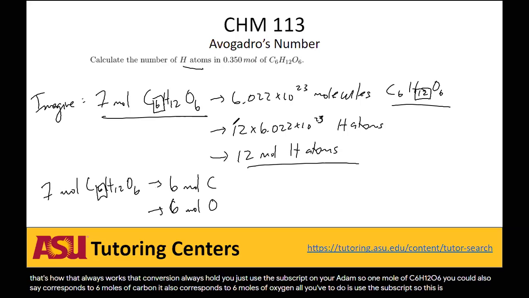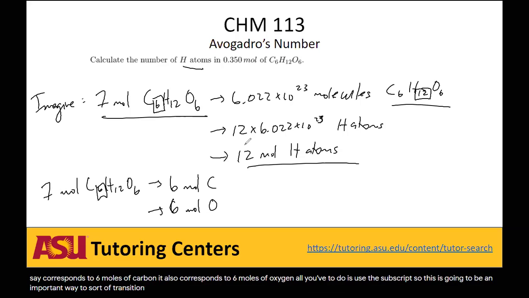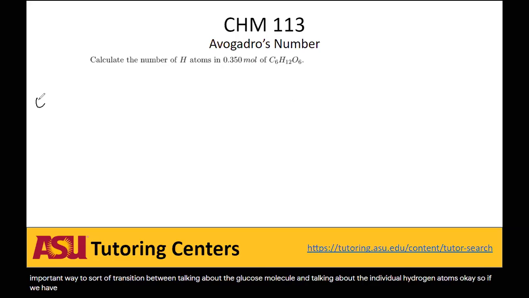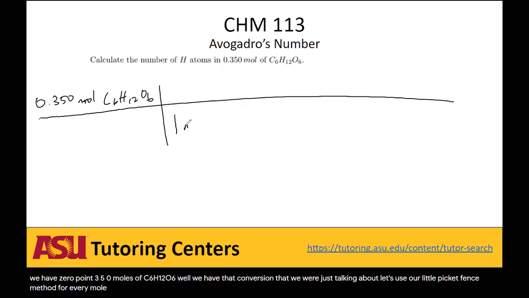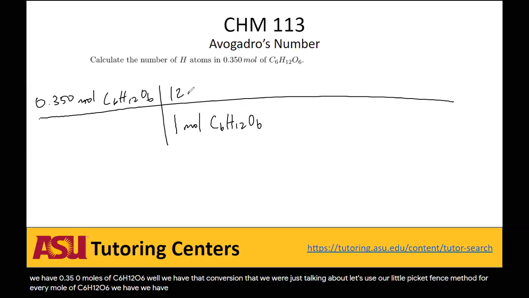So this is going to be an important way to sort of transition between talking about the glucose molecule and talking about the individual hydrogen atoms. Okay, so if we have 0.350 moles of C6H12O6, well, we have that conversion that we were just talking about. Let's use our little picket fence method. For every mole of C6H12O6 we have 12 moles of hydrogen, right?